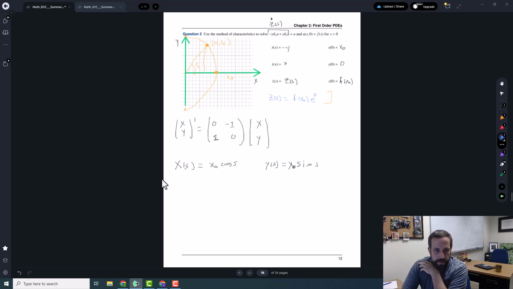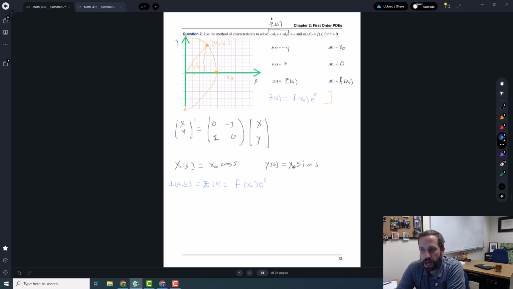For this generic point AB, u of AB is equal to z of s, where again s is that angle that I drew, and z of s is equal to f of x naught e to the s. I can either think about s as the angle being drawn, or as going s units along the curve in this way. So u of AB is equal to f of x naught e to the s. Now given an AB, I need to figure out what x naught and s are.